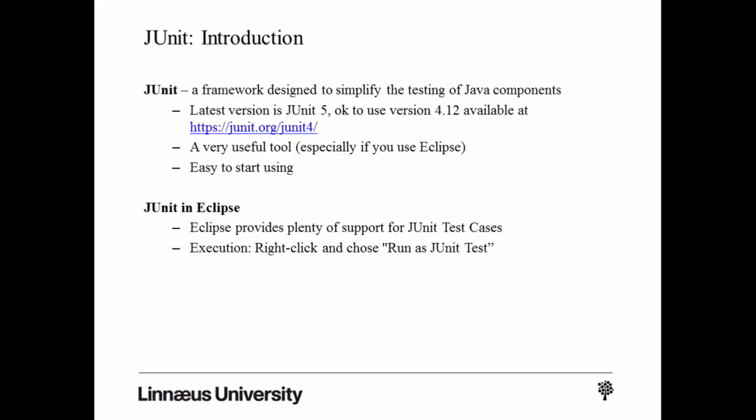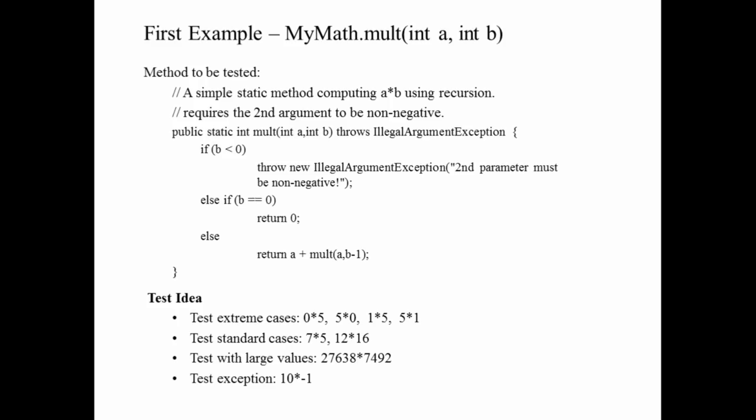So that was some general information about software testing, and the next thing we have is JUnit. It's a framework that has been designed to do the testing of Java classes and methods. The reason we are using this is because it's quite easy to use with Eclipse, especially. The latest version is JUnit 5, but it's okay if you want to use JUnit 4.